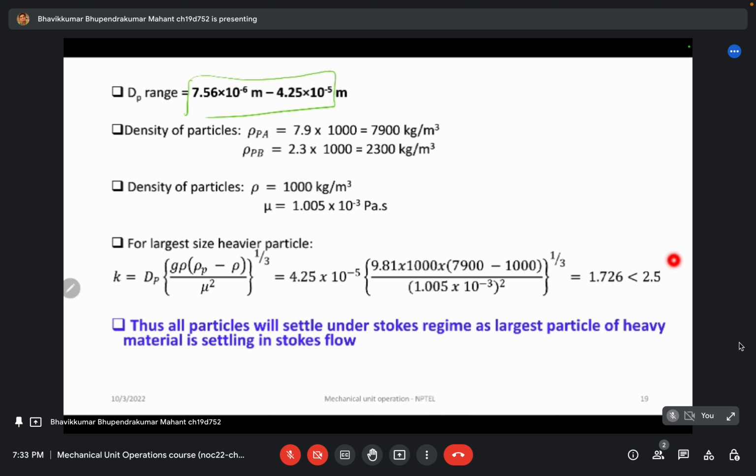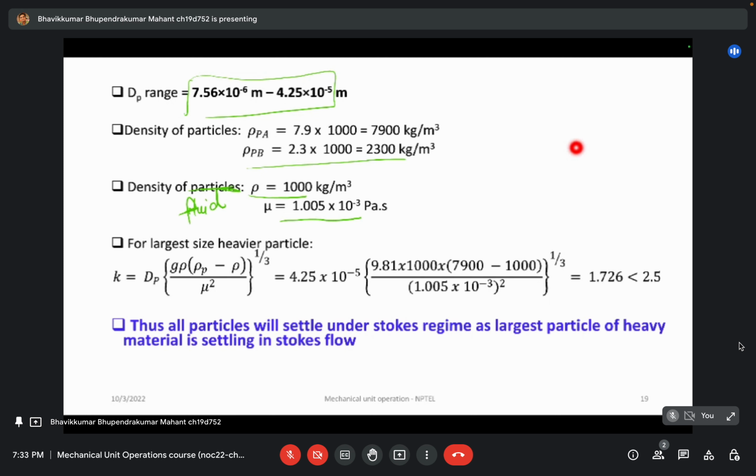Density of particle rho PA is 7900 kg per meter cube, rho PB is 2300 kg per meter cube. Density of fluid, which we are using water, is 1000 kg per meter cube. Viscosity is 1.005 into 10 to the power minus 3 pascal second.